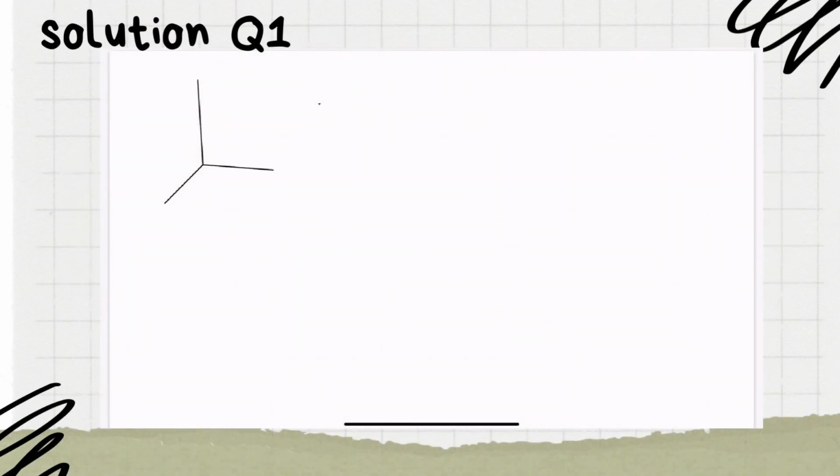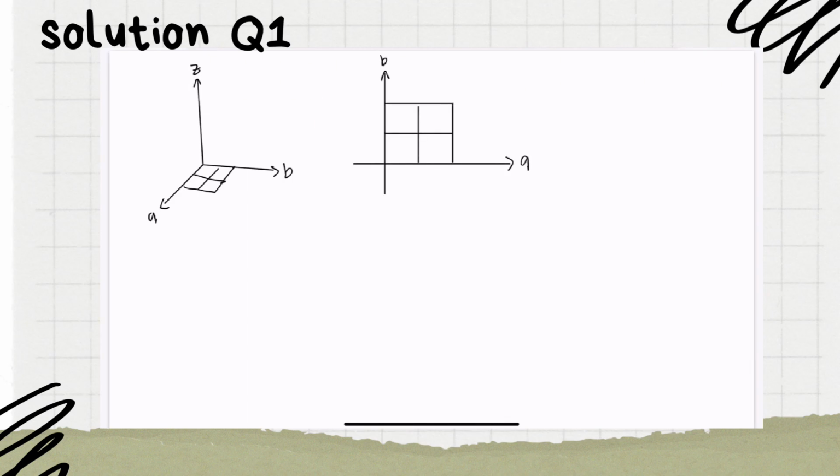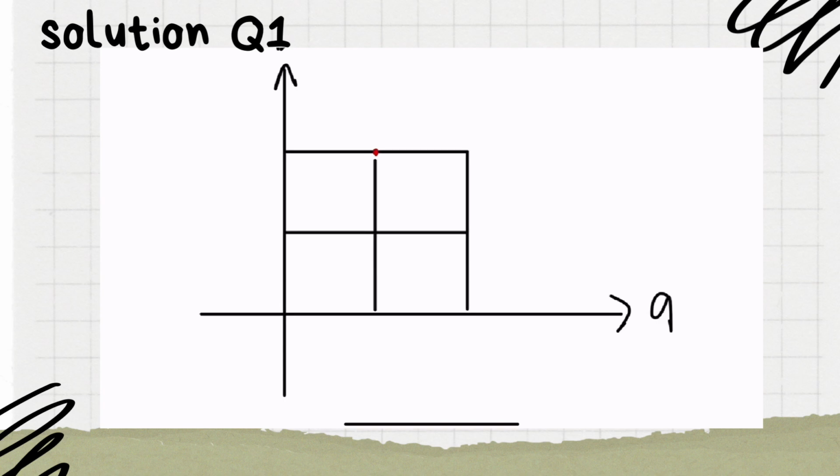For example 1, we know from the question that it is a square. Now I'm going to do the graph to show how it looks like. So now we divided our square into 4 equal squares. We know from the question that the square is 0 to 2.